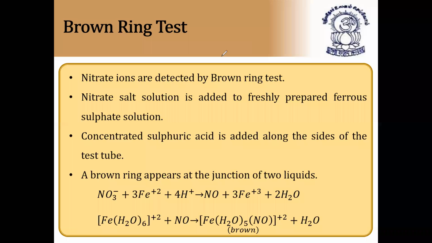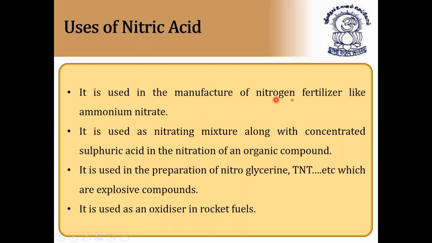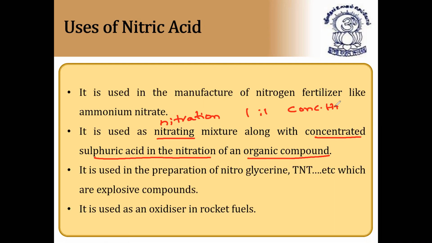Next, uses of nitric acid. It is used in the manufacture of nitrogen fertilizer like ammonium nitrate. It is used in the nitration mixture. Nitration mixture means what? It is concentrated nitric acid along with concentrated sulfuric acid, used for nitration of organic compounds. So nitration mixture means a 1:2 ratio of concentrated nitric acid and concentrated sulfuric acid.